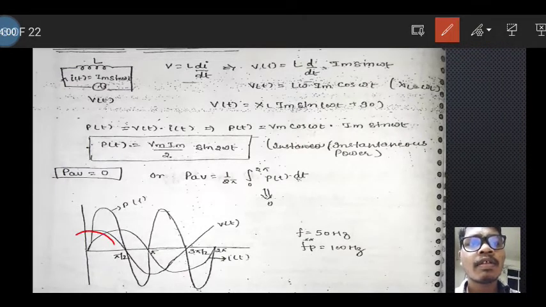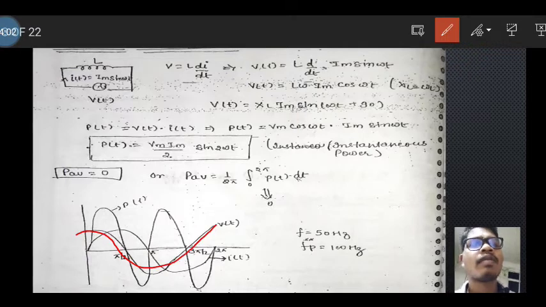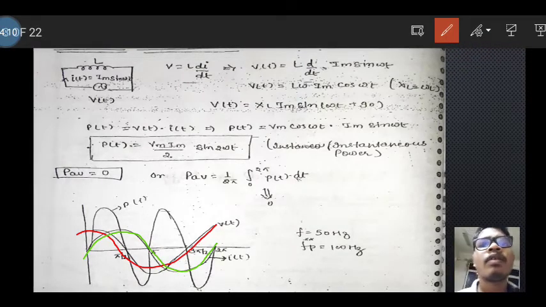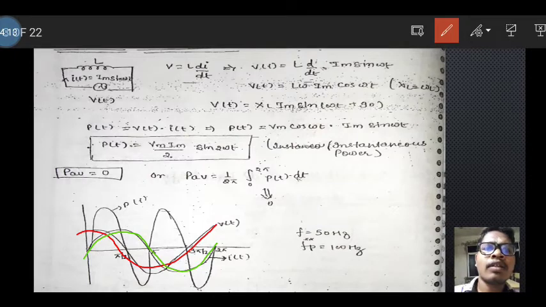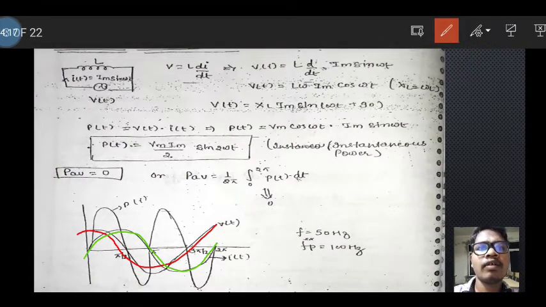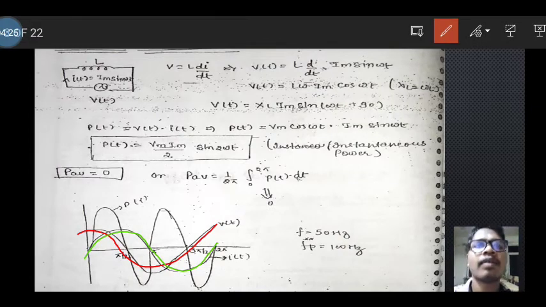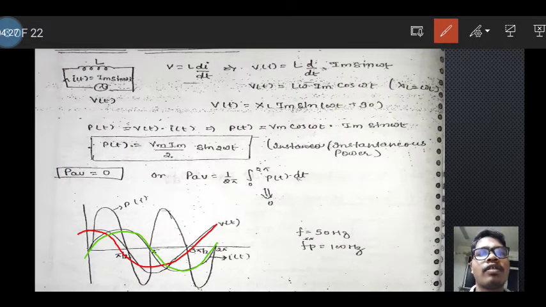This is our voltage source, and this is our current source. Why? Because for a pure inductor, the current will lag the voltage by 90 degrees. That's why the waveform is like that.